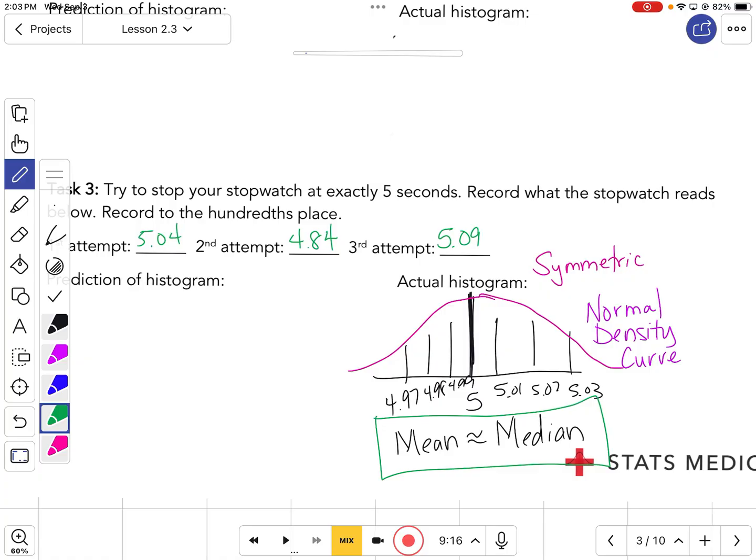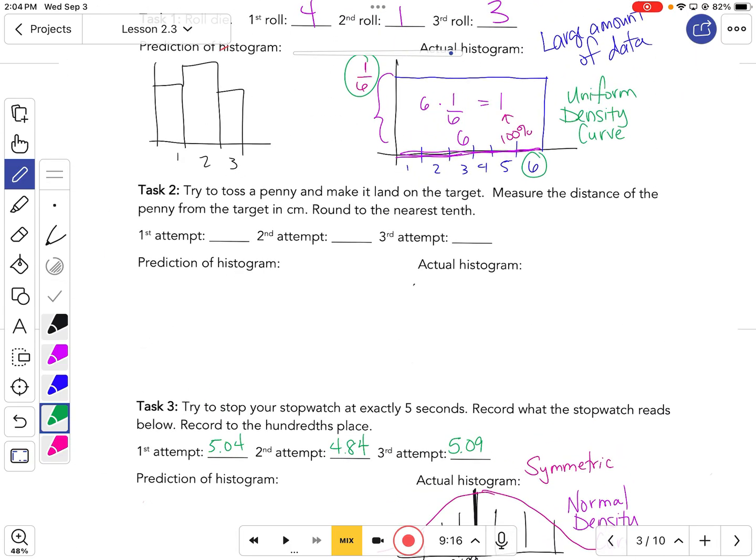Now, if we look back at the first one we drew, that rectangle shape, everybody would work out to be the same. Our uniform density curve, and then we have the normal where it's symmetric. What's cool about both of those is the mean and the median are pretty much equal to each other. Totally different shapes, but the mean is approximately equal to the median.